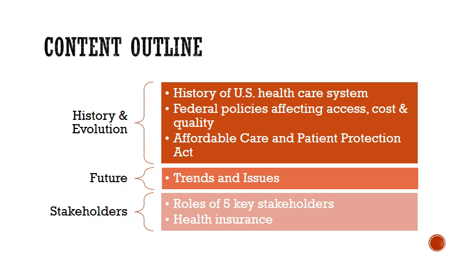The second chunk of content briefly covers trends and issues affecting the future of our healthcare system. I'll discuss a few here, and we'll cover much more as the trimester progresses. The third and final chunk of content is an examination of the five stakeholders in our current system. We'll look at the roles played by consumers, providers, payers, suppliers, and regulators. And this will include a closer look at how exactly health insurance works.